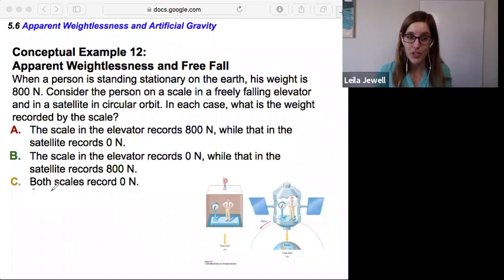And so both scales are going to record 0 newtons. A way to be weightless is to just be in orbit like that, which is pretty wild to consider.